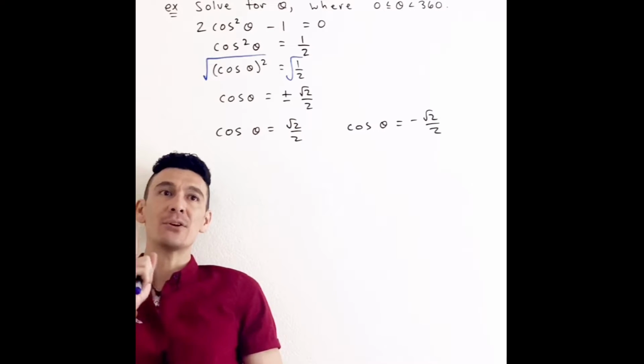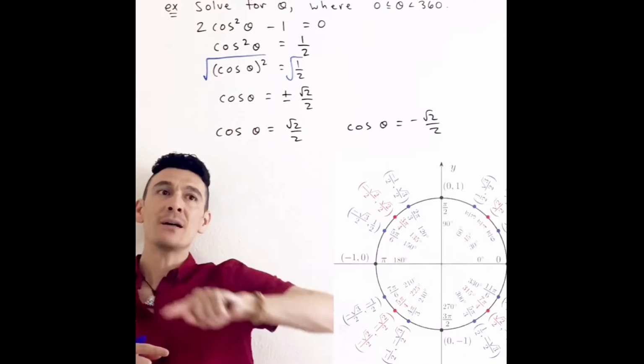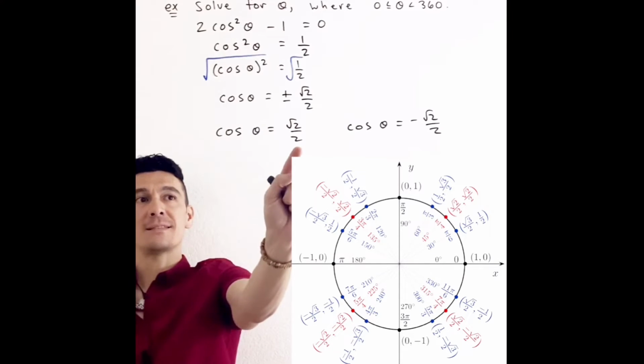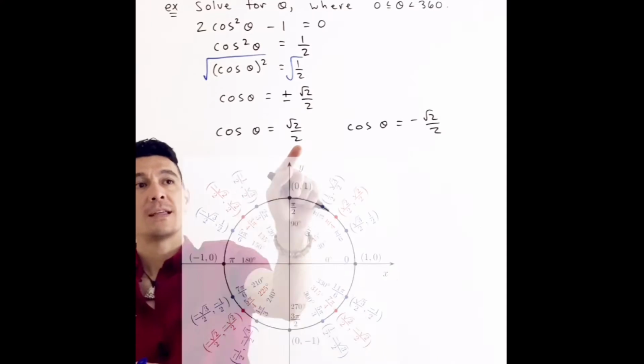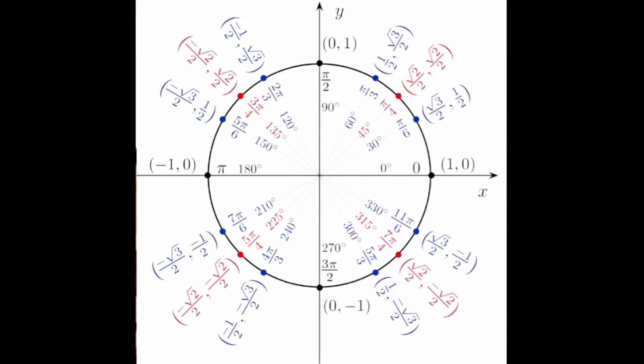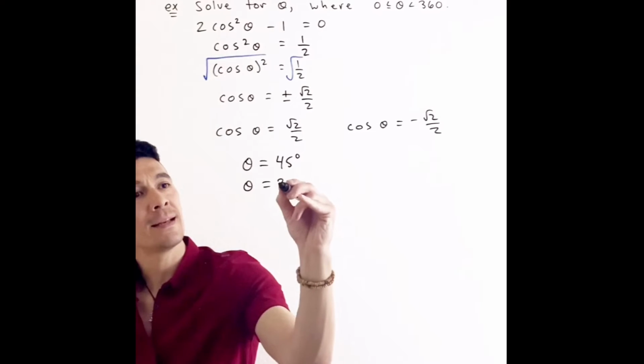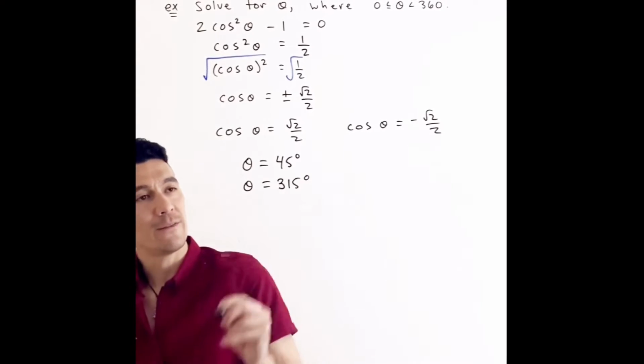So check out your unit circle. Where on the unit circle do you see x-coordinates that say square root 2/2? That happens at these 2 locations right here. So for this first part, theta equals 45 degrees, or theta can equal 315 degrees.